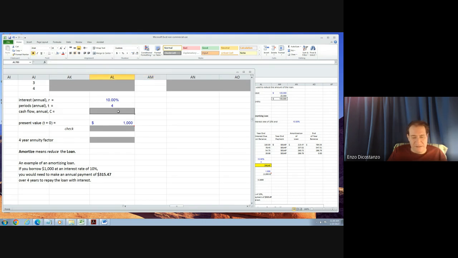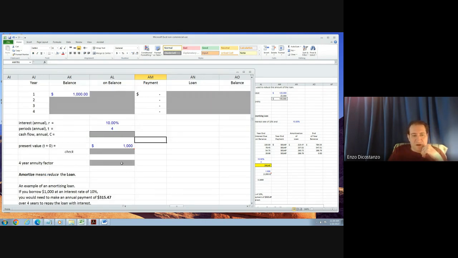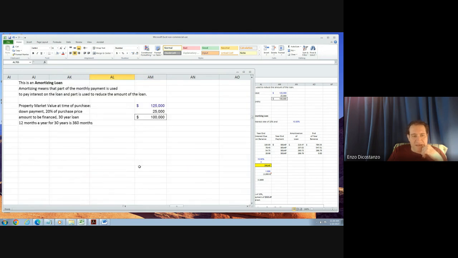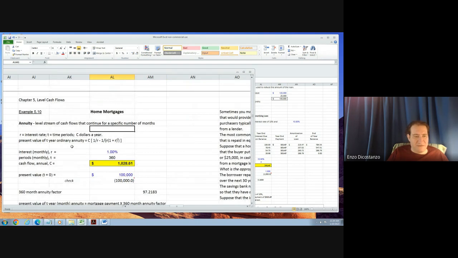This is equal to the cash flow, and these are equal to one another. Control D. As we figure these out, they'll just appear right there. So I want the factor, and I don't keep bringing that formula around, but it's this formula.